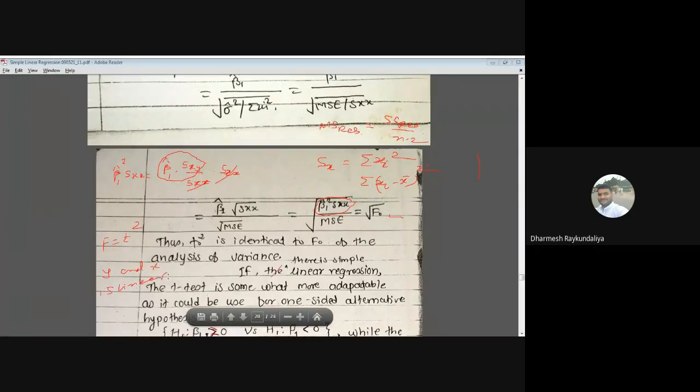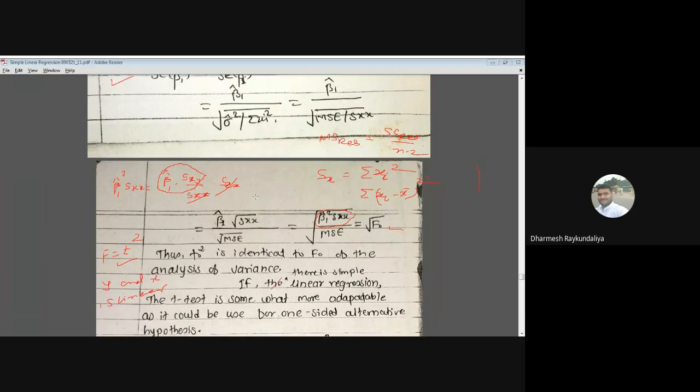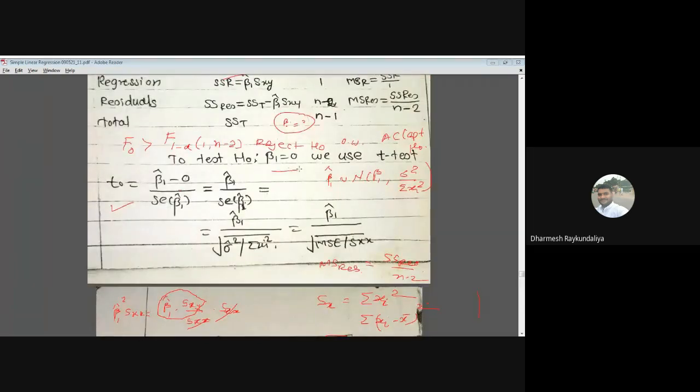So sometimes we may ask in the MCQ, what is the relation between f and t when the relation between y and x is linear in parameters? So the relation is f is equal to t square. So once the hypothesis is rejected, what is your next task? If this hypothesis is rejected, how will you reject this hypothesis?